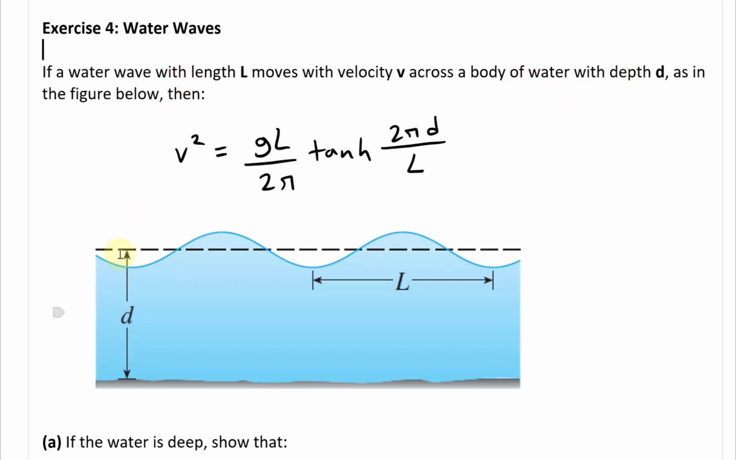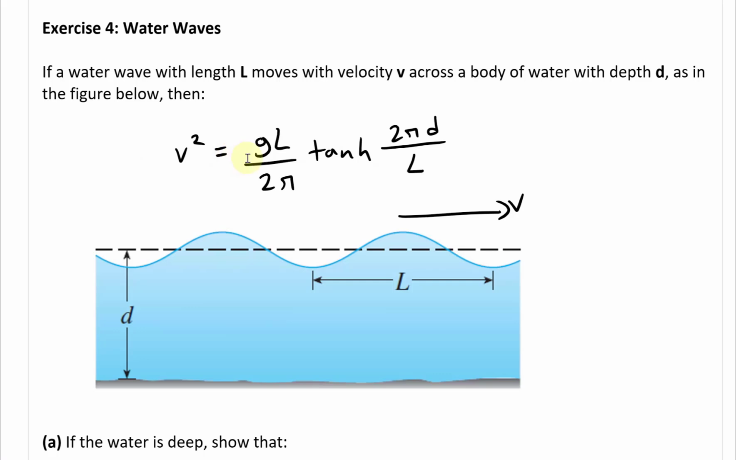There's the height, which is the average height of these peaks and valleys, or the height of the water when there's no wave. So it's moving across here from the peaks like that, with velocity v, and then we'll have this formula for the velocity v.